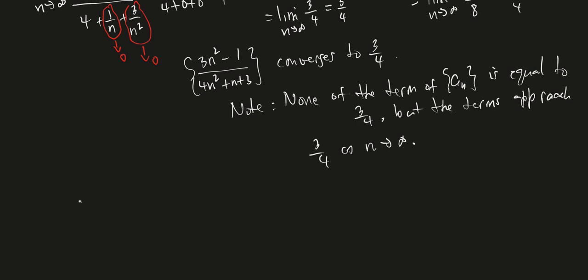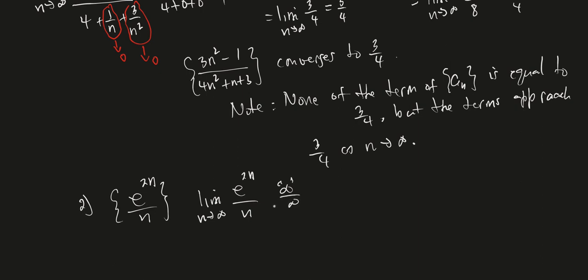Let's see. Here is this sequence, e to the 2n over n, right? And again, I'm not going to put any starting value of our index, right? So this is a simpler looking sequence, but it now involves an exponential function. So let's take the limit as n goes to infinity of e to the 2n over n. And this is another indeterminate form. This is another infinity over infinity form.